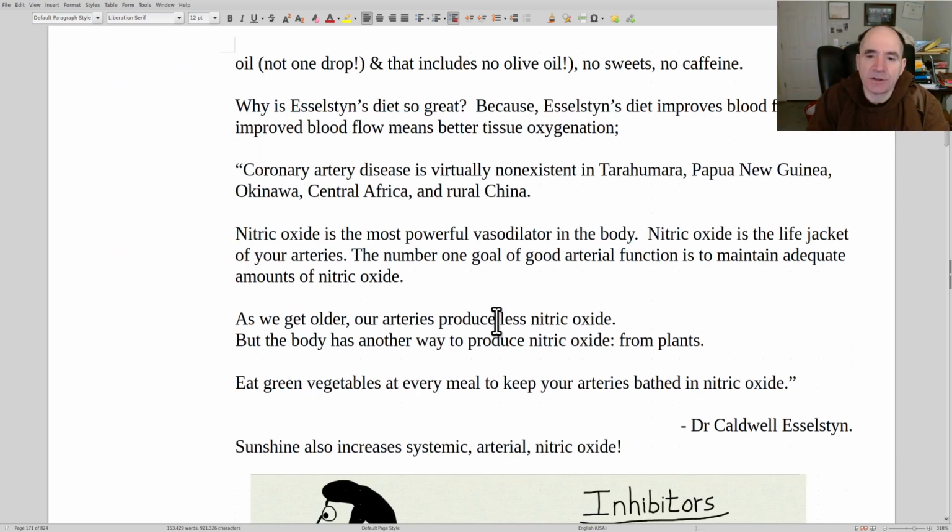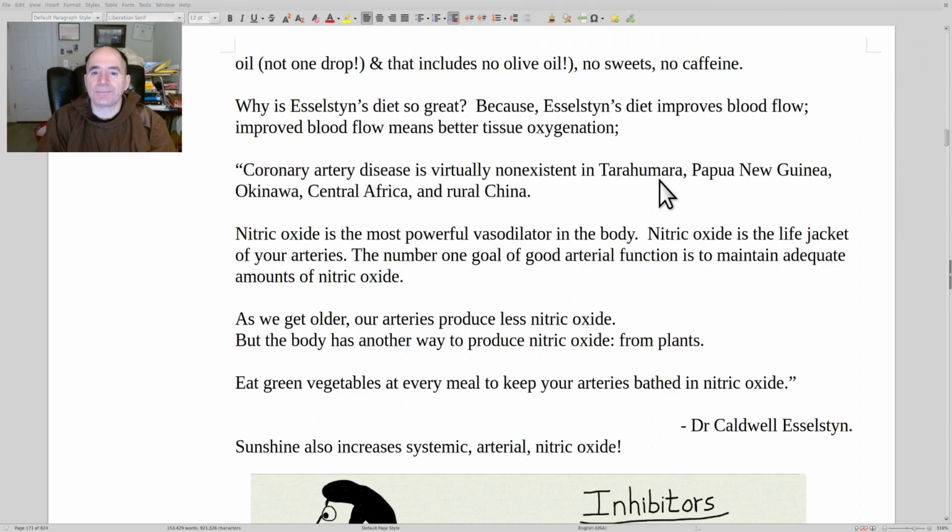And Esselstyn, he's a smart guy. He basically looked at the epidemiology around the world and he said, well, gee, they don't get coronary heart disease basically in Tarahumara, Papua New Guinea, Okinawa, Central Africa, rural Africa. So why don't I just put my patient on the same type of diet as those people eat, and then I'll probably get good results. So he did it, and he got those results.